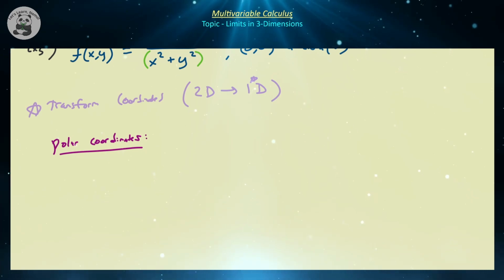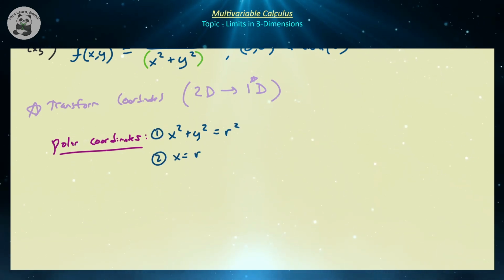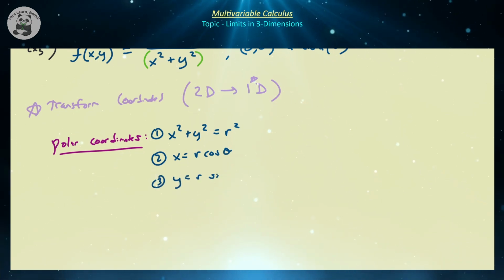So remember, there are three identities that you definitely should know. In particular, x squared plus y squared is equal to r squared. That's the first. And then x is equal to r cosine theta, and y is equal to r sine theta. So those are the three primary identities. You could also write, for example, theta is equal to the arctangent of y over x. That's another one, but I actually don't need that here.